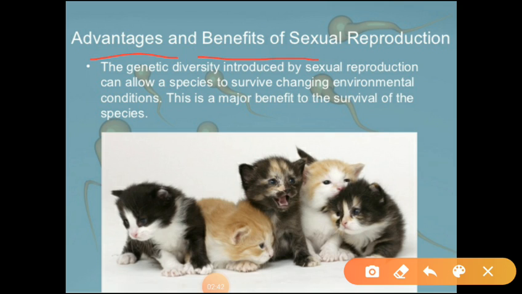Advantages and benefits of sexual reproduction. The genetic diversity introduced by sexual reproduction can allow a species to survive changing environmental conditions. This is a major benefit to the survival of the species. Already I told you what variations sexual reproduction can bring into living organisms. This variation helps a living organism to survive changing environmental conditions. This is a major benefit to the survival of the species.